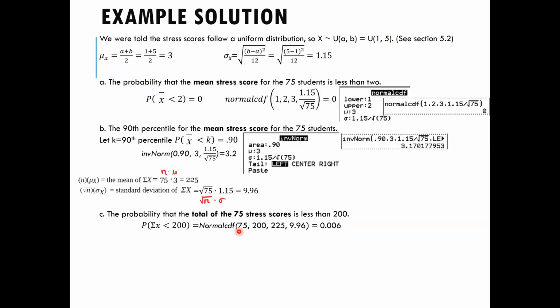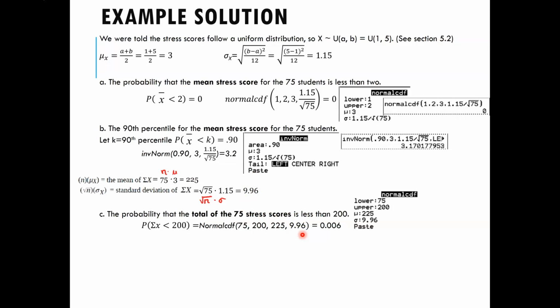Let me say that one more time. We're finding the sum of the 75 scores. If you asked 75 students what their stress level was and the lowest number they could give was a 1, the lowest value you could have would be the sum of 75 ones. It would be 75, right? Okay, so my lowest number is going to be 75. My highest number is going to be 200 because we're looking for the probability less than 200. My mean is going to be 225, and my standard deviation is going to be 9.96.